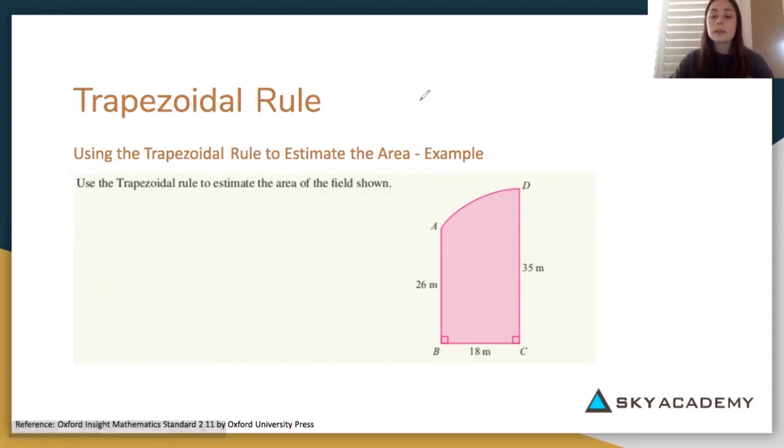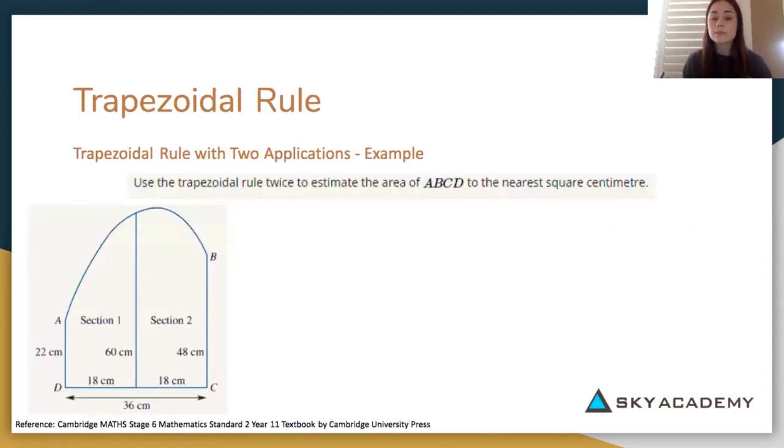So let's have a go at doing another example of the trapezoidal rule, but this time we're going to use 2 applications. So it says use the trapezoidal rule twice to estimate the area of ABCD to the nearest square centimetre. So we're going to use 2 applications instead of just 1. So you can actually use as many applications of the trapezoidal rule as you need to. The question in your exam might ask you to do 4 applications of the trapezoidal rule, and that's fine. You just have to remember and get the distances of your first and your last parallel sides correct.